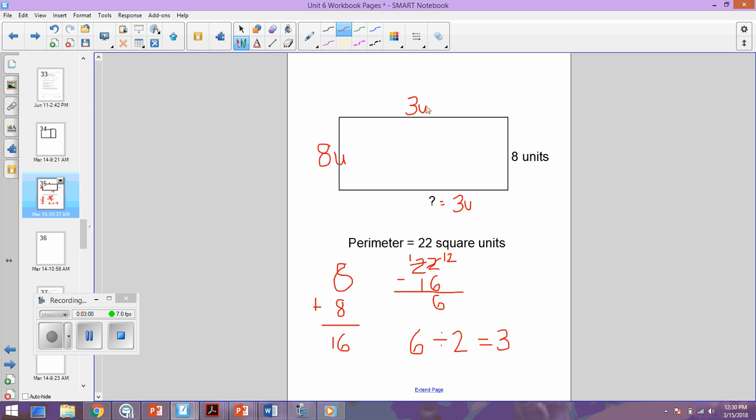Now let's check. Let's add these back up. 8 plus 8, we know is 16. 3 plus 3 is 6. 16 plus 6. 6 plus 6 is 12. Carry the 1. 1 plus 1 is 2. Perimeter is 22 units, which is exactly what we started with.